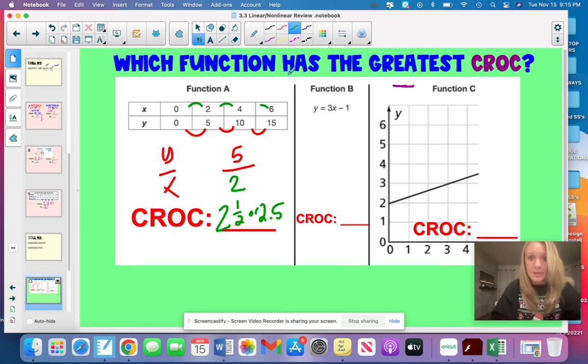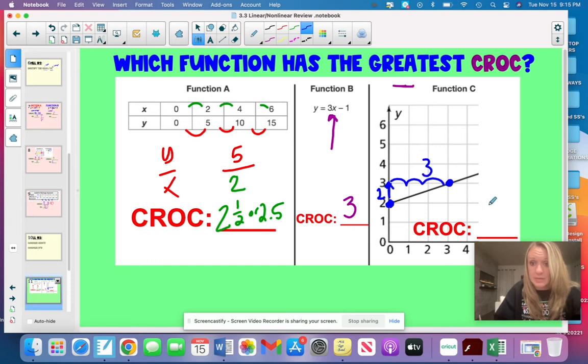Okay, done. Function B, well, guess what? The crack is the number that's stuck to x, so that's just 3. For your graph, we need to find some nice little points on our coordinate plane. And then you've got to ask yourself, because it's the same thing as slope. To get from this point to this point, I go up by 1 and over 3. Up 1 over 3.